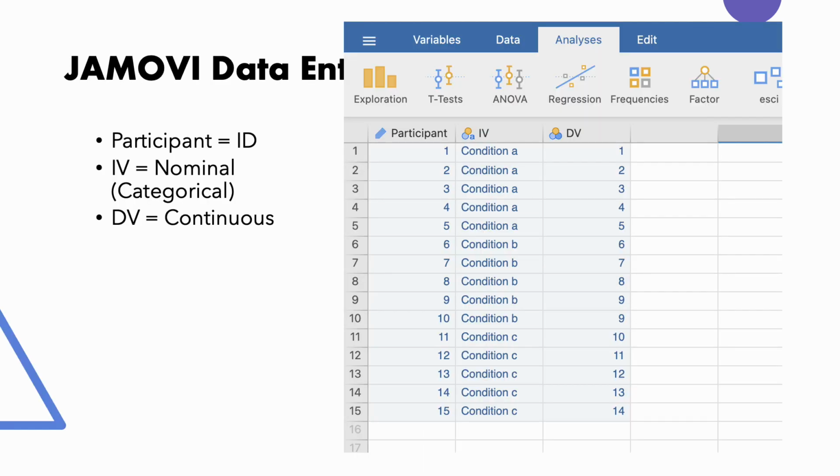The data entry is identical to the independent samples t-test. You have a participant column, a participant variable, that's ID type. You have an independent variable column, that's nominal, which is categorical and tells you who belongs to which condition. Remember, participants only belong to one condition. There's condition A, B, and C in this example. And the dependent variable is continuous.